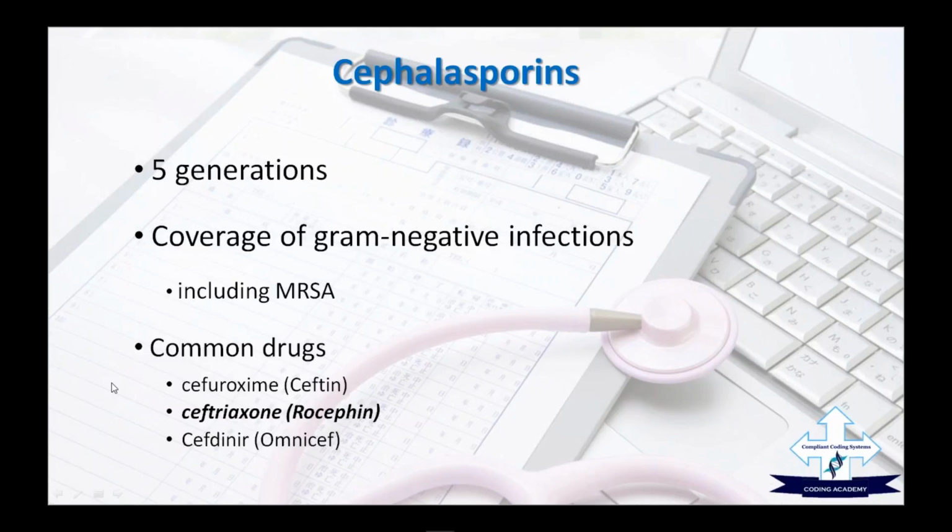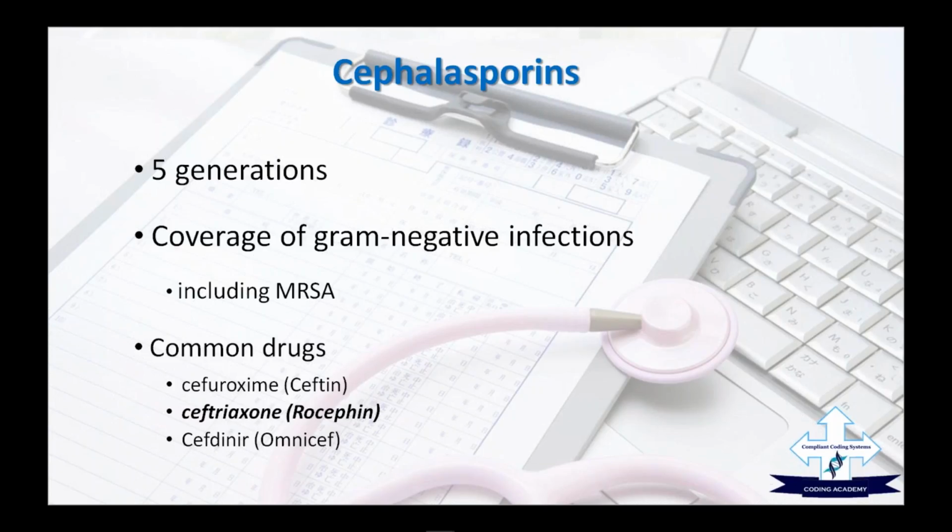All right. The next class is cephalosporins. This is a very big group of antibiotics. There are 5 generations of cephalosporins, meaning that each generation will cover for one another. If the first generation has a resistance, there's a second generation that would cover that, and then a third generation, fourth generation, fifth generation. Does that make sense? So these are more coverage of gram-negative infections, and as you see, it includes MRSA.